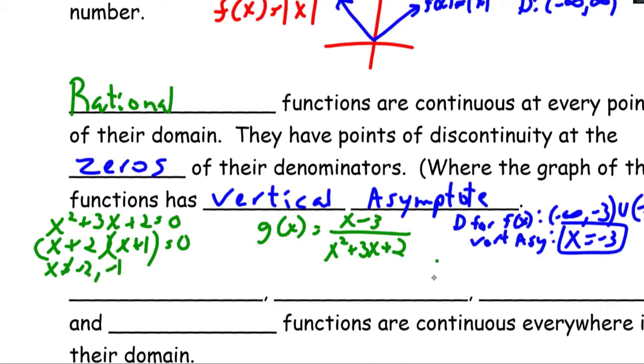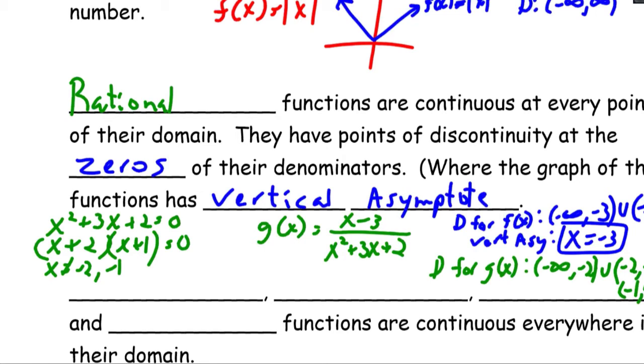All right, so our domain for g of x would be what in interval notation? Perfect. Negative infinity to negative 2, union negative 2 to negative 1, union negative 1 to infinity. So I know that function g of x is going to be continuous everywhere except at negative 2 and at negative 1.